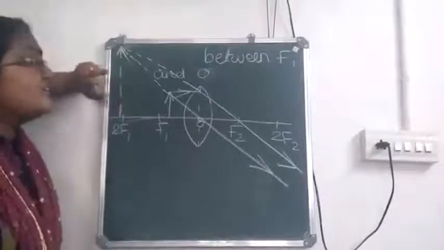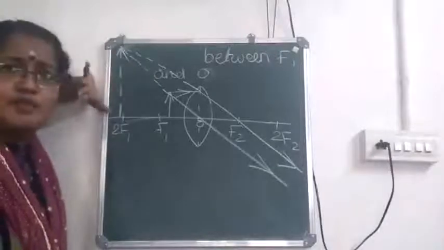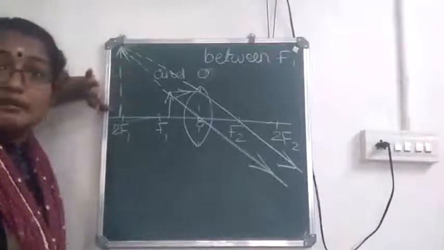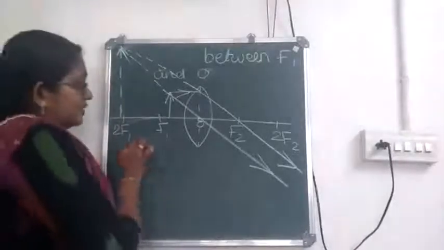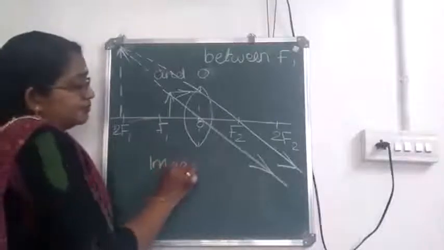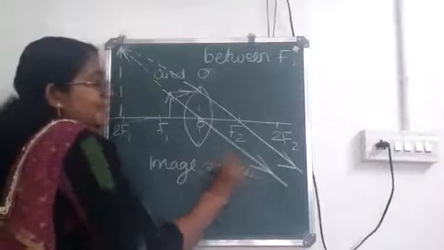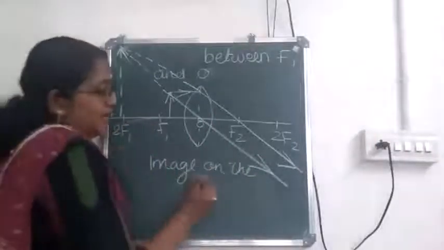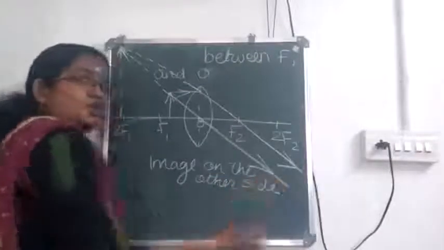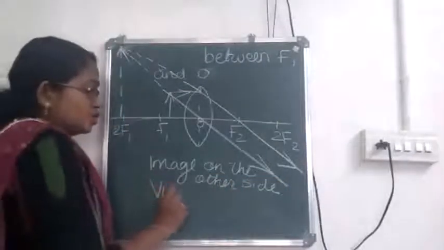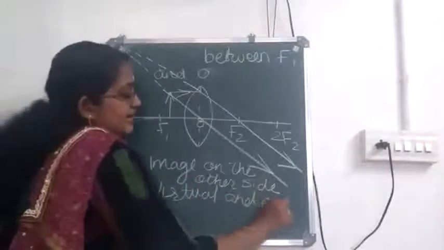And here, since we have extended the light rays, here we will be getting which type of image? It is a virtual image. Virtual image means it will always be erect. Then where did we get the image? Image on the other side of the lens, that is beyond the object. Okay, on the other side of the lens, beyond the object, that you can write. Then here you should write it is virtual and erect.